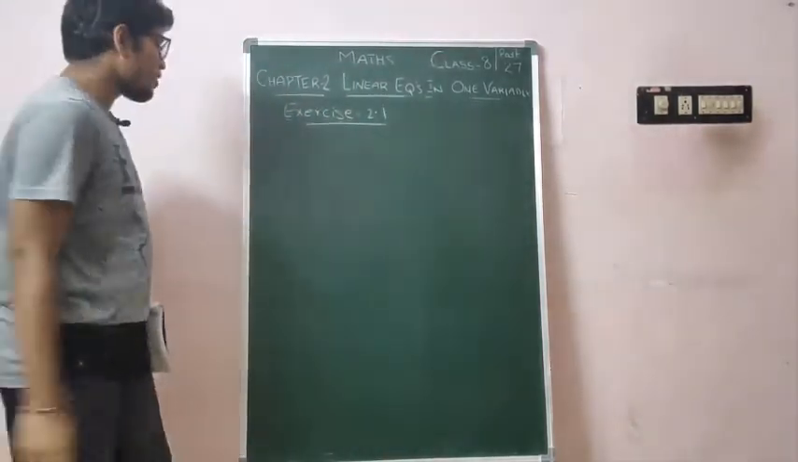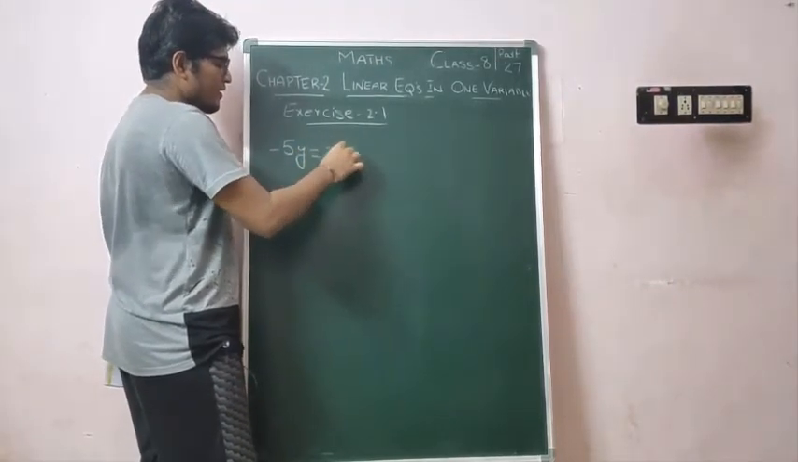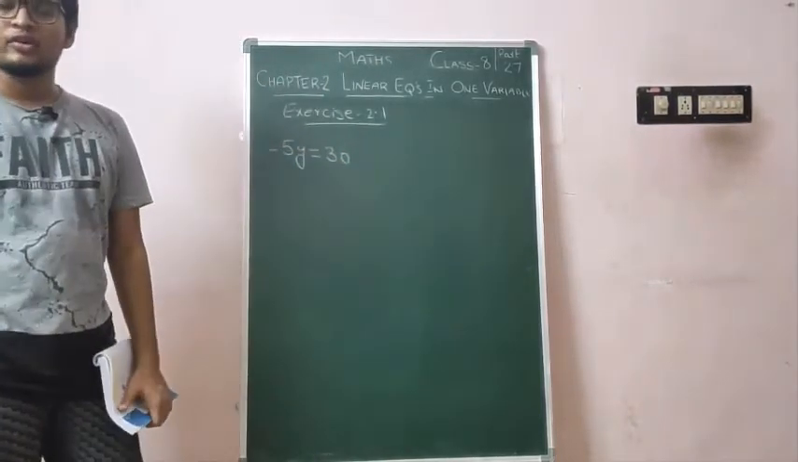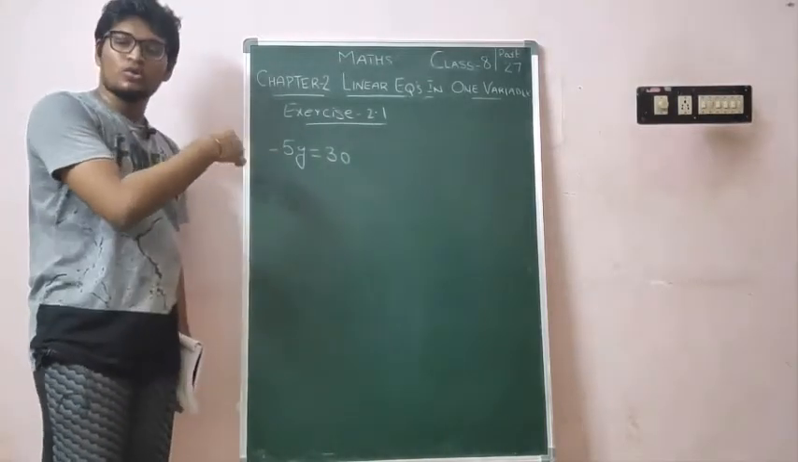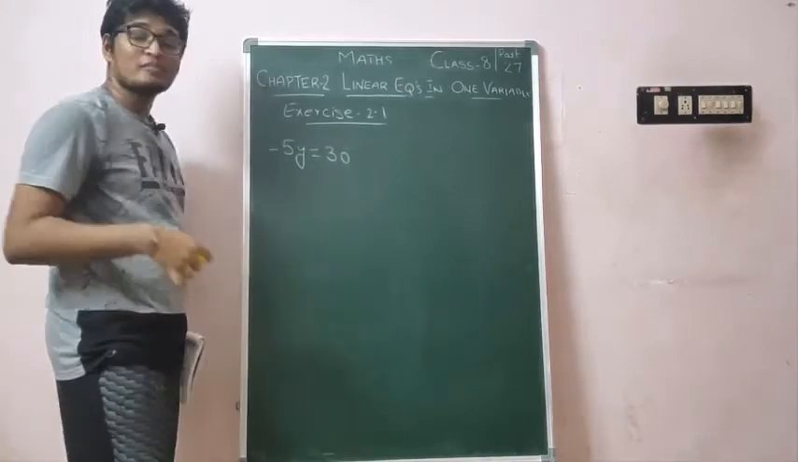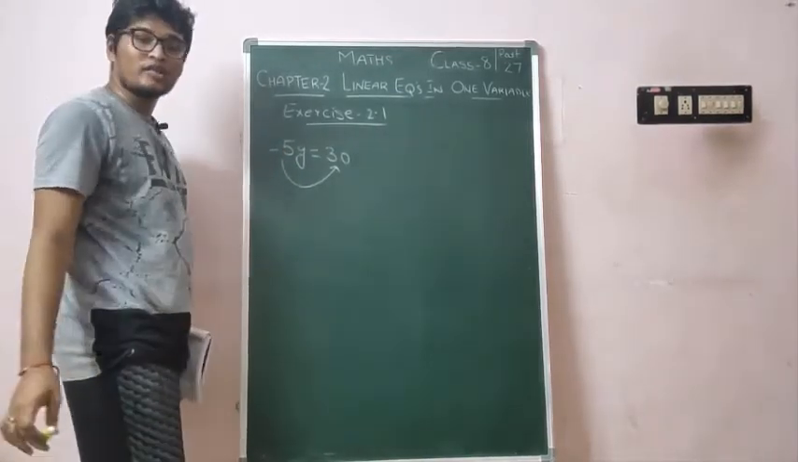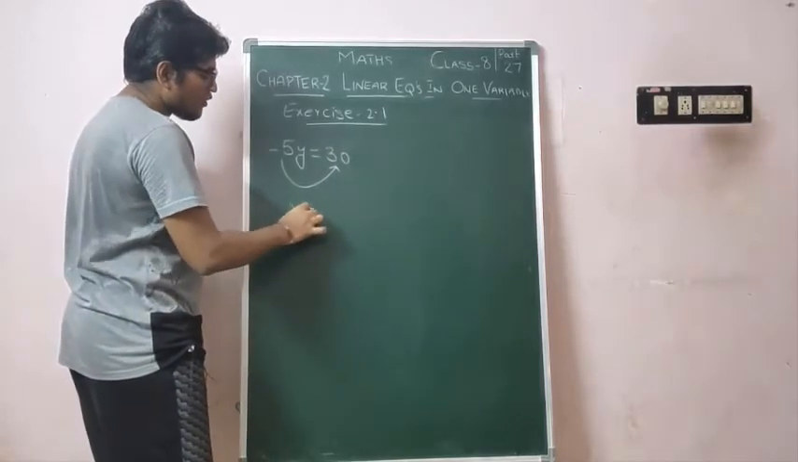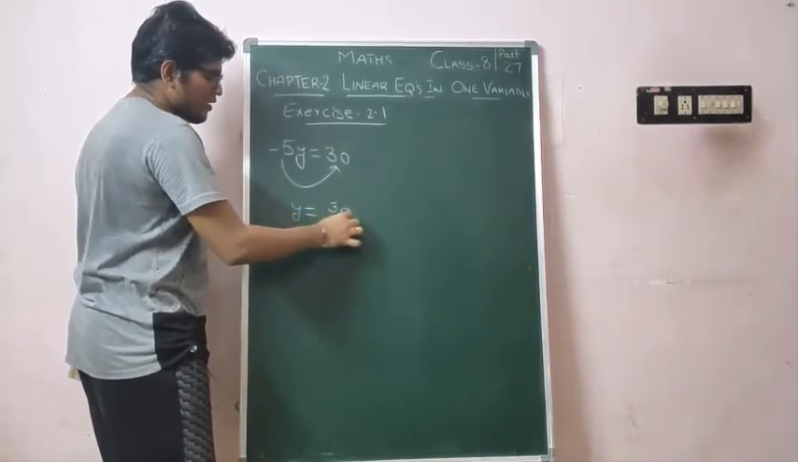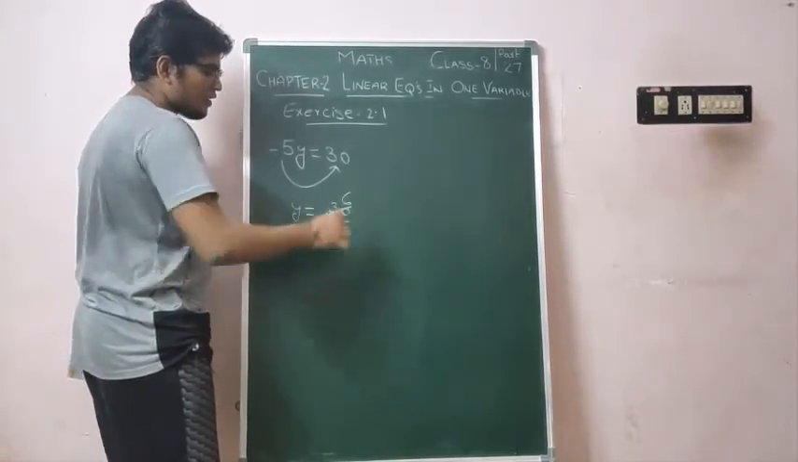Okay, the next problem is minus 5y is equal to 30. What I already told you: minus 5, a constant into a variable, means this constant is multiplying this variable. If we transpose this constant to the other side, what does it become? It divides, and that divides by minus 5. So the 5 cancels out, and 30 by 5 is 6.